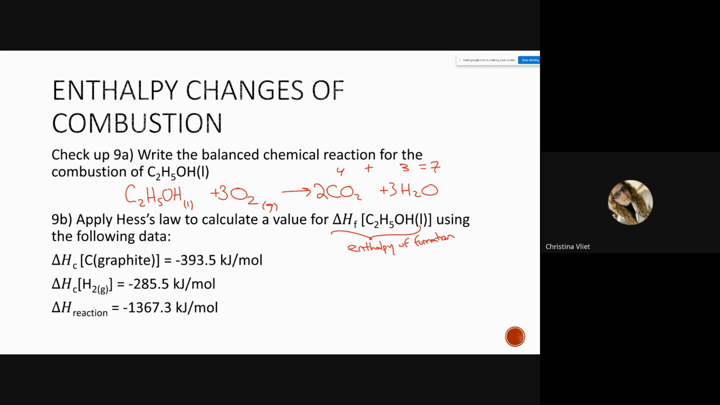So let's go back to our energy cycle and see if we can plug this data in. What is the overall reaction? This, right? So would these be my reactants and these be my products in forming a cycle? Yes. So let's form a cycle so that we understand how to solve.